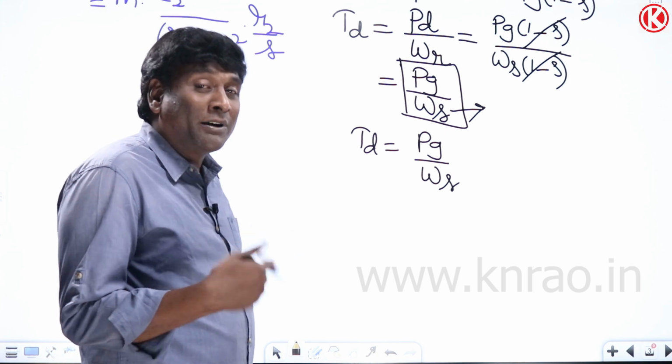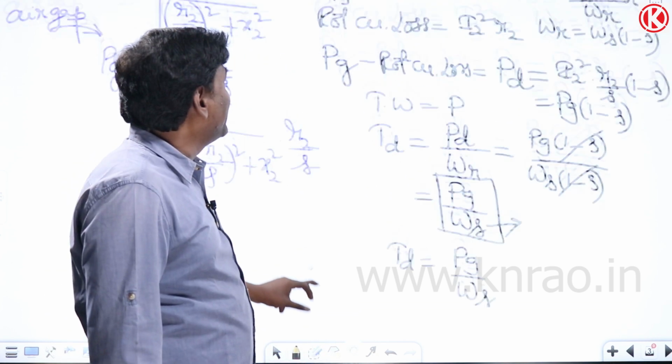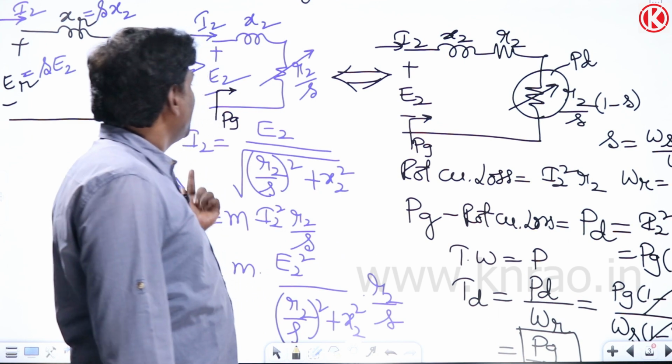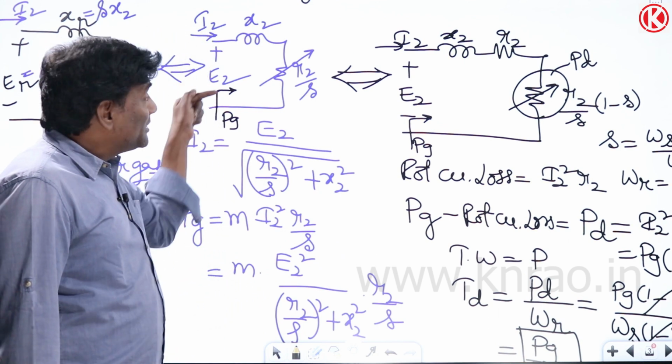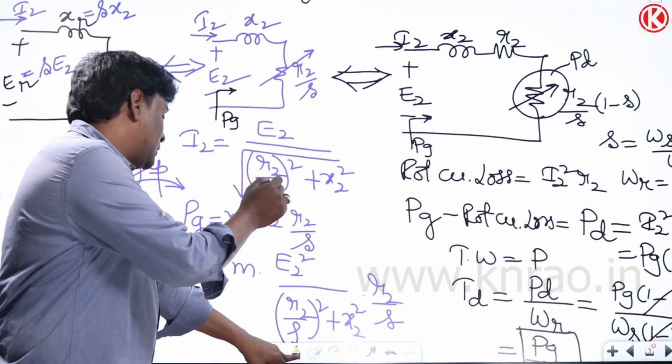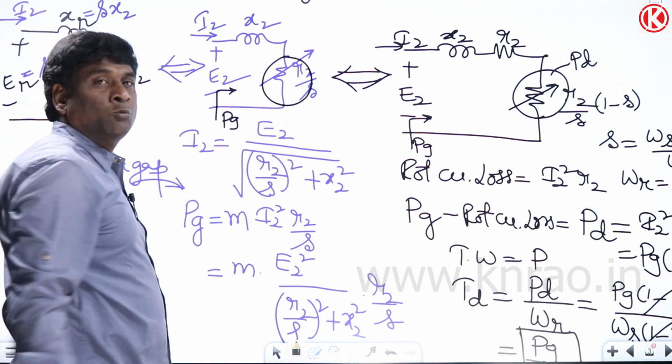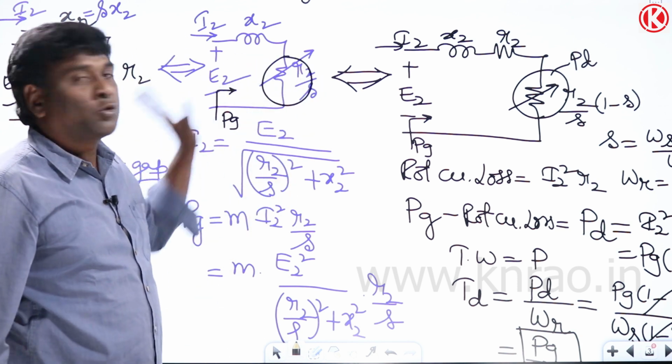What is the air gap power? Air gap power is nothing but the total power supplied to the rotor circuit. How much is the total power supplied to the rotor circuit? Whatever may be the power absorbed by this. What is the power absorbed by this? I2 square R2 by S.